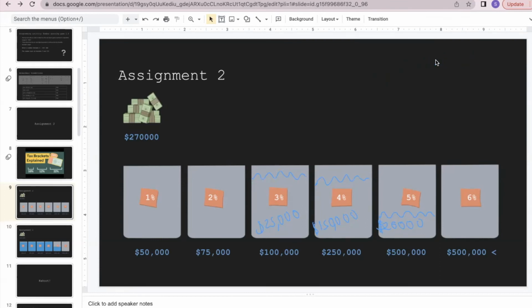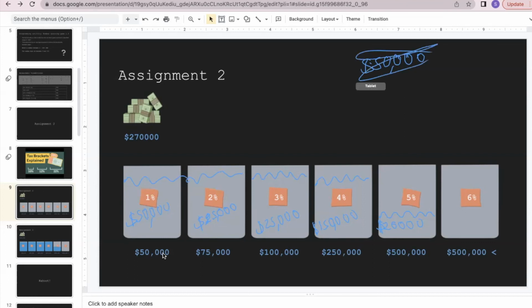So we're left with $75,000, and we need to figure out how much is going in our 2% bucket. To figure that out, we look at the bucket below us. We do minus 50,000, and this is going to give me another 25,000. I think, yeah, another $25,000 taxed at 2%. And then finally, we are left with $50,000 that we need to calculate the taxes on. So 50,000 is going to be taxed at 1%.